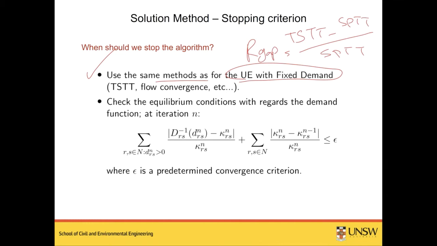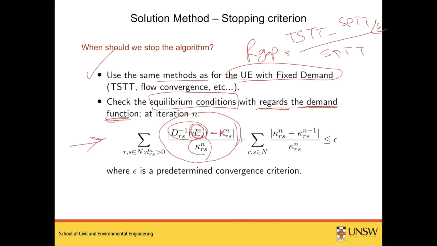So not only must this relative gap be smaller than some threshold, whatever we want to go with, but we also need to check the equilibrium conditions with regard to the demand function at the last iteration, or at any iteration we want to stop. This new stopping criterion that looks at the demand actually has two terms. The first term looks at the inverse of the demand function, using that demand value that we calculate at iteration n, minus the shortest path cost, divided by the cost of the shortest path. And this is a summation over all ODs.